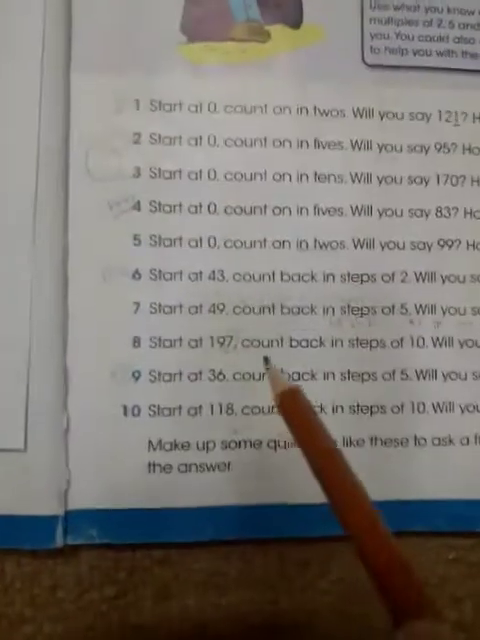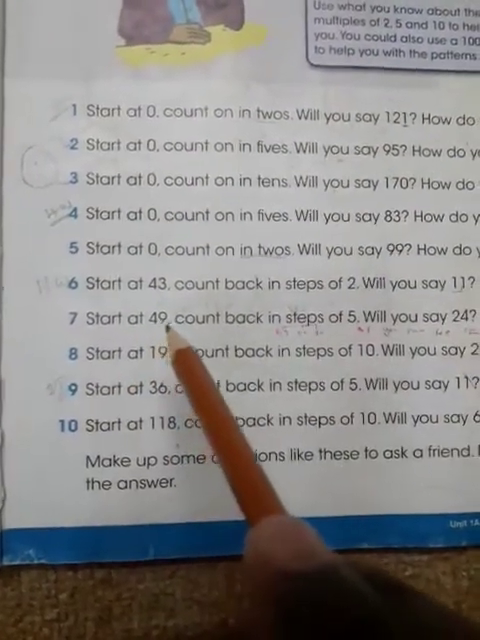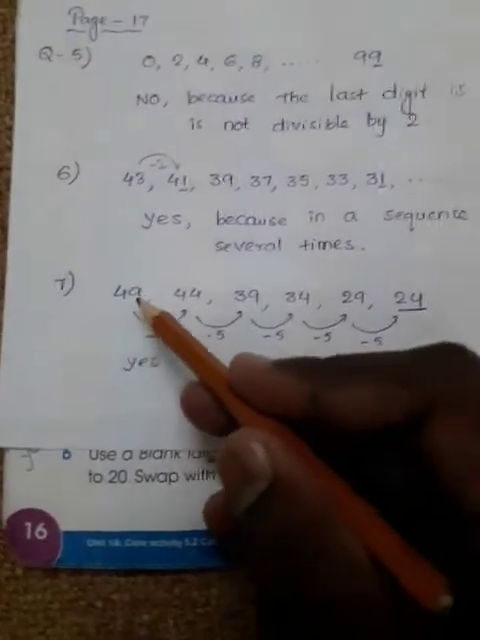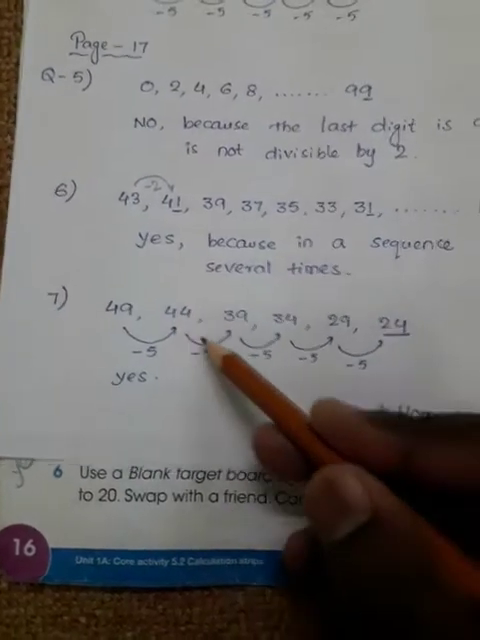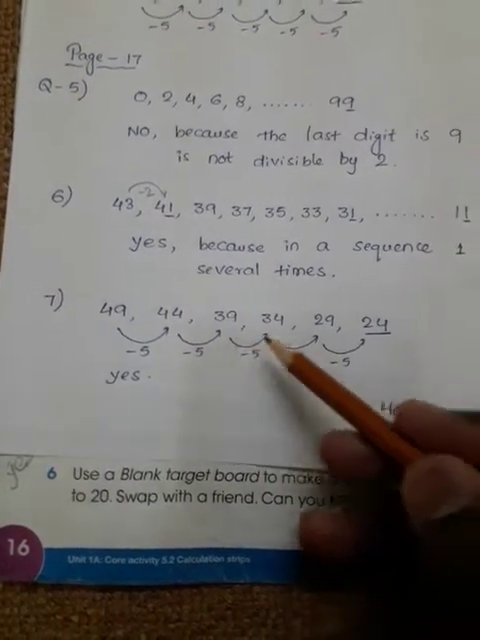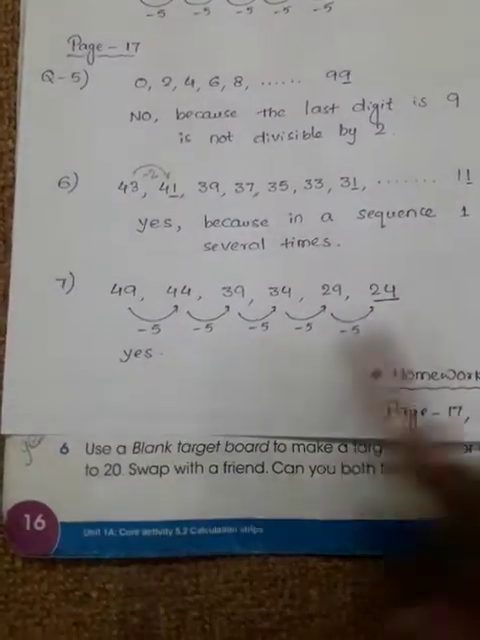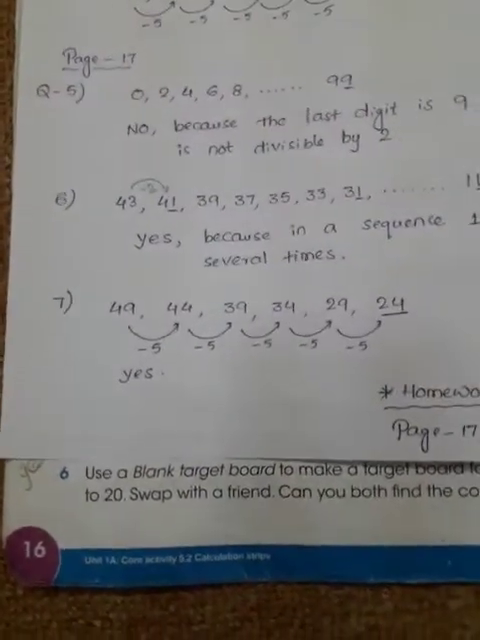Now coming to question number 7. What is question number 7? Start at 49, count back in steps of 5. Will you say 24? Yes. Why? Because look here, 49 minus 5 is 44. 44 minus 5 is 39. 39 minus 5 is 34. If there is not too much difference, you can just go back 5 every time.